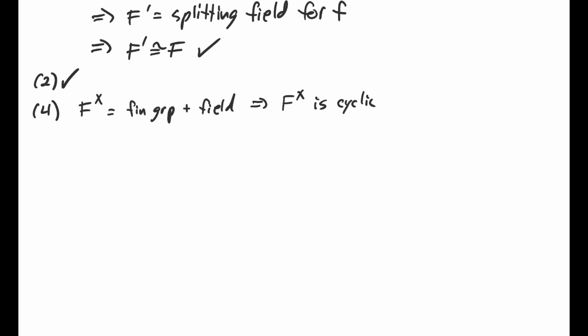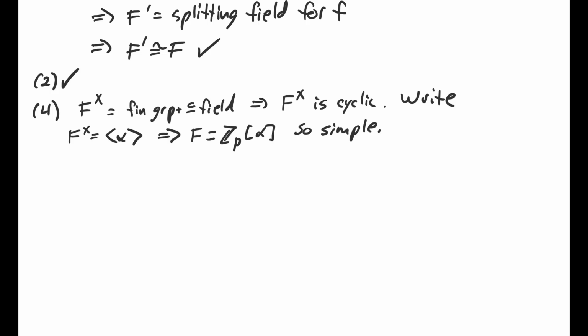Okie dokie. F cross is a finite group, and it's sitting inside of a field. Therefore, we had that great theorem in the last chapter. That means it's actually cyclic. Let's go ahead and write alpha for the generator of the group F cross. Okay, well, my goodness. If you can generate everything with just powers of alpha, clearly F is just Z mod p adjoin alpha.